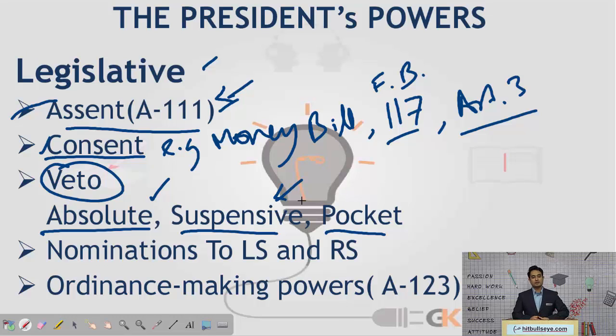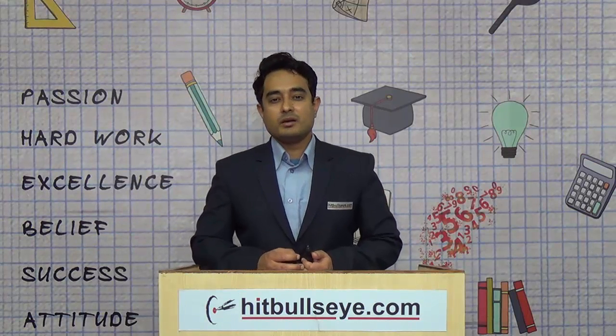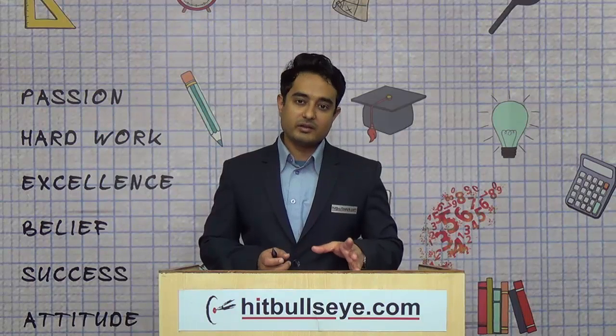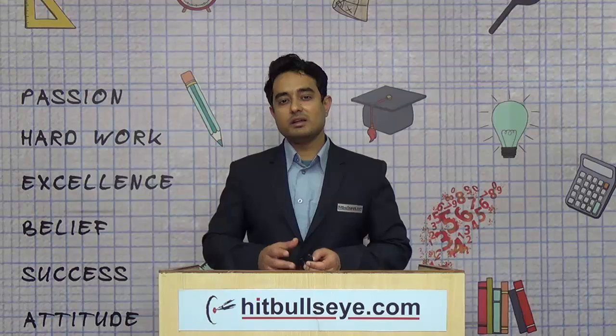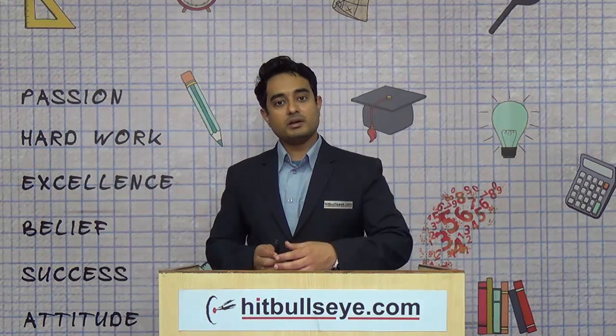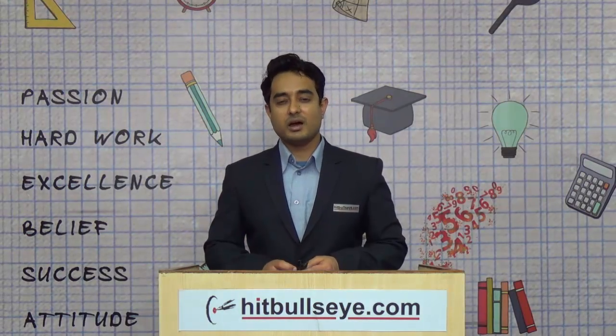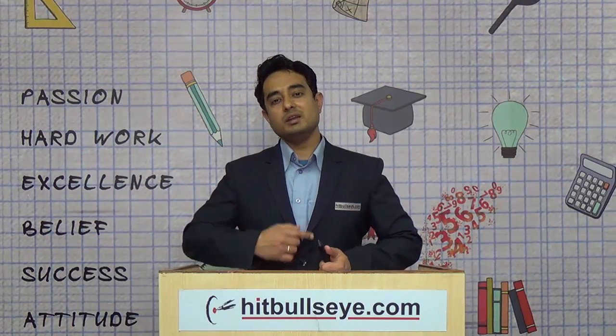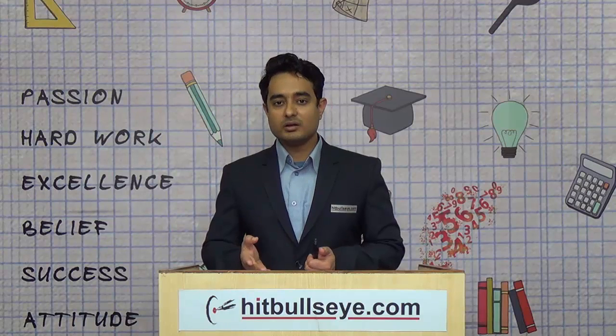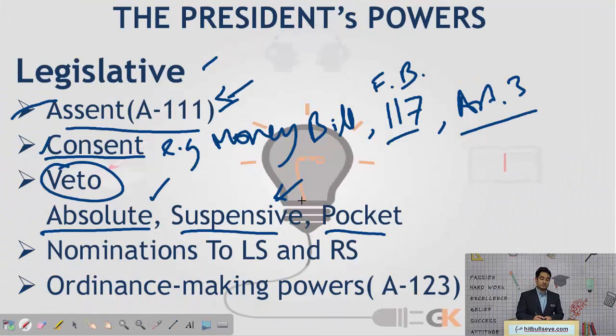Suspensive veto is when the president does not completely disagree with the bill but has certain reservations with respect to it. So the president returns the bill to the parliament with certain recommendations, and if the parliament again passes the bill with or without recommendations, then it becomes imperative for the president to sign it. He has to sign it. Therefore, he can delay the applicability of the bill, or he can suspend it.